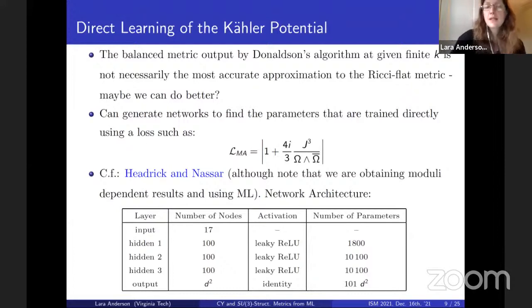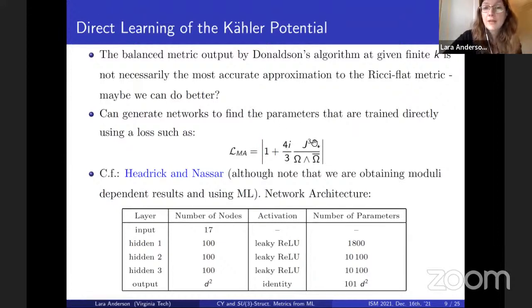So here are the several experiments that we tried to do. The first is that you have this approximation scheme that I just described due to Donaldson, which says that you can iterate this T operator, you can progress to write down better and better approximations of a metric. The question that we asked here was, the balanced metric output by the Donaldson algorithm at a finite k, so a finite iteration, is not necessarily the most accurate approximation to a Ricci flat metric. Perhaps we can do better. So can we generate networks to find parameters that are trained directly to a loss function, such as this one?